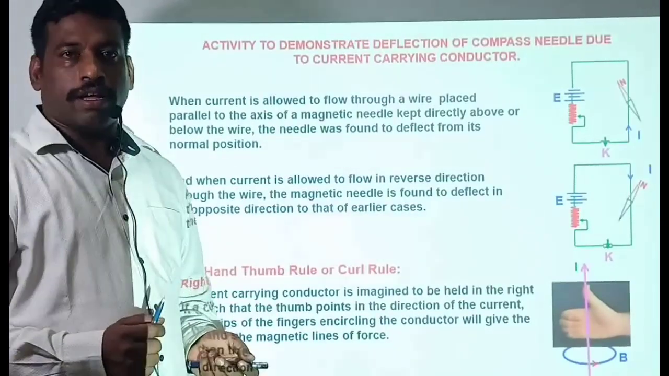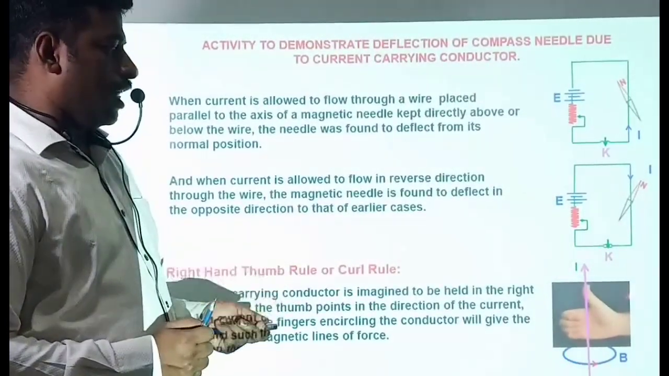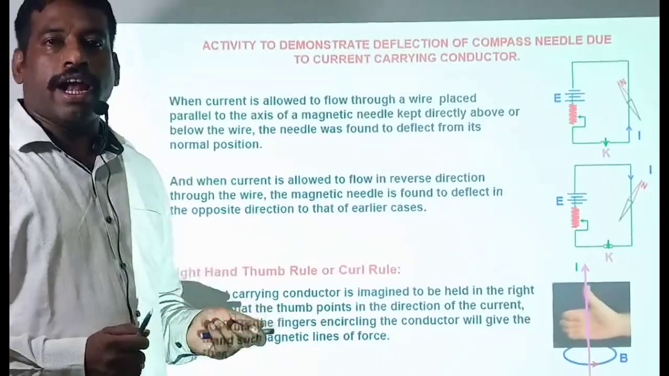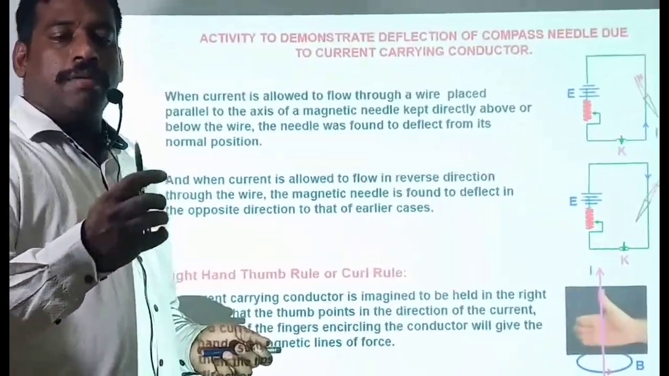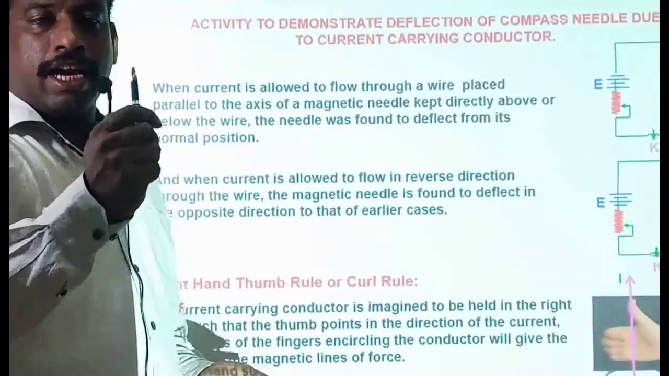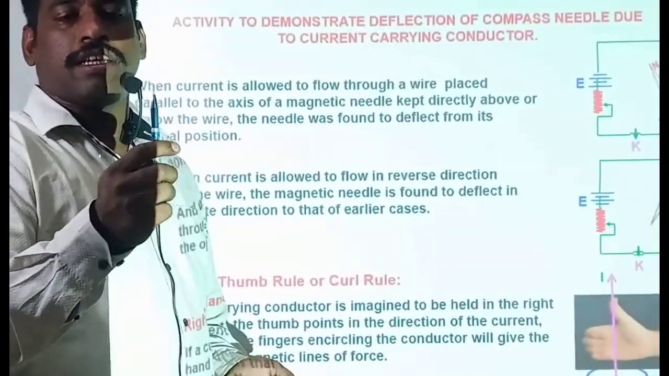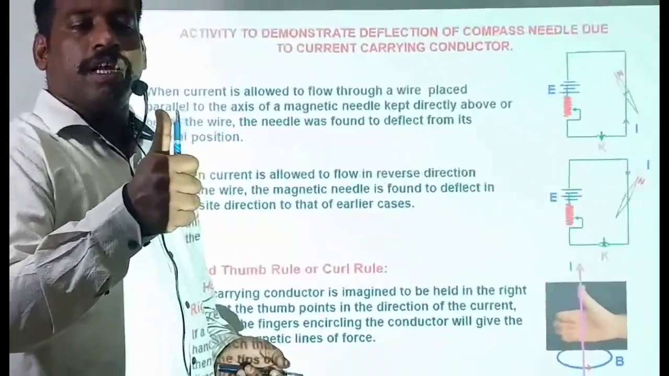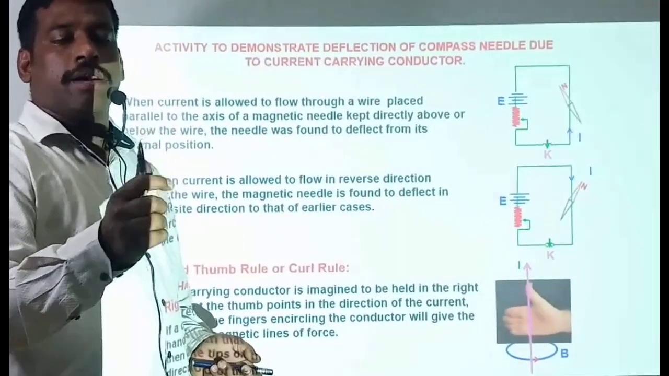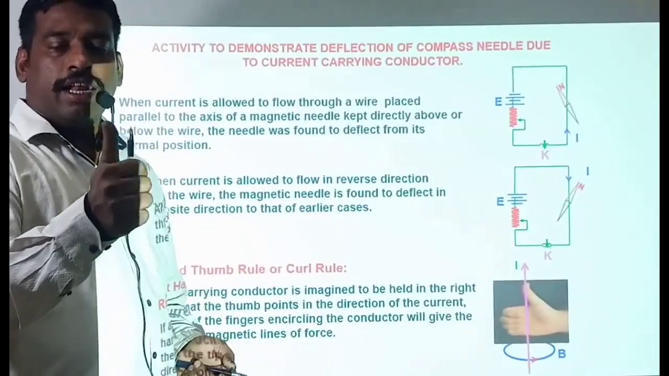Now, the direction of the magnetic field produced due to a current carrying conductor is explained by the right hand thumb rule. Let me take a current carrying conductor; let's say this pen represents the direction of current. Stretch the right hand thumb in the direction of flow of current, with the remaining fingers closed.